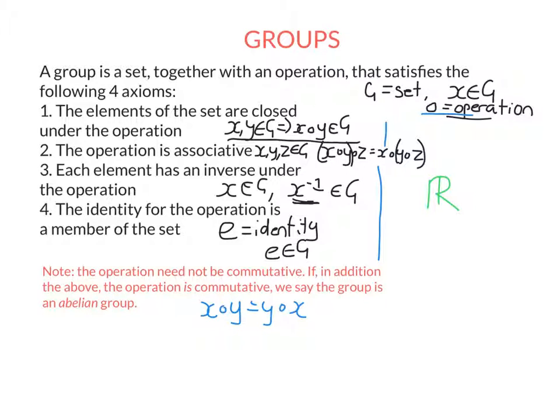It does not form a group under subtraction, division, or multiplication. So I'm just going to write it like this. This means the set of real numbers under addition. Okay? So it forms a group. Let's look at the axioms.